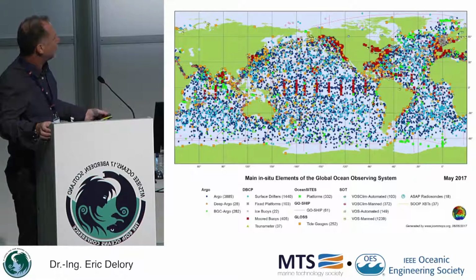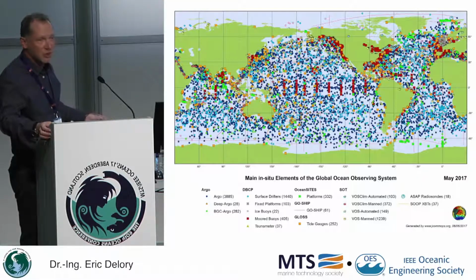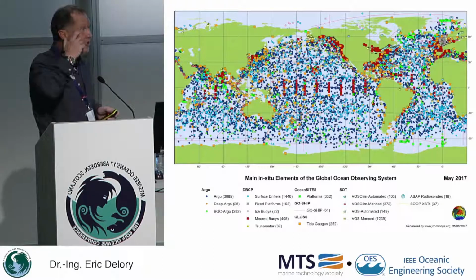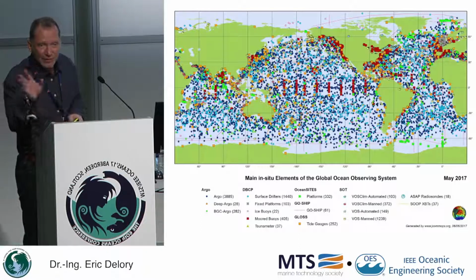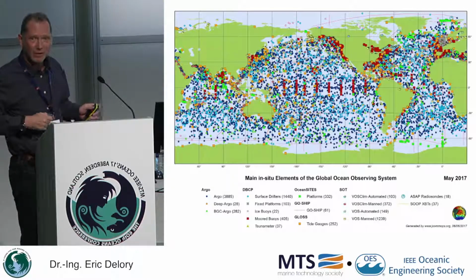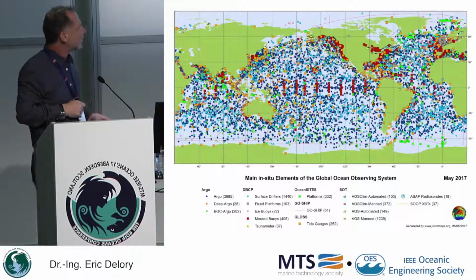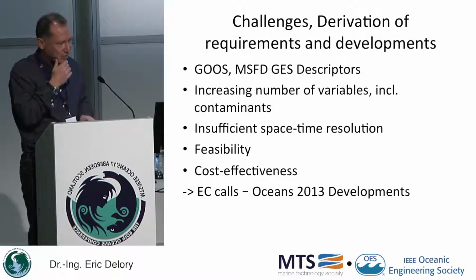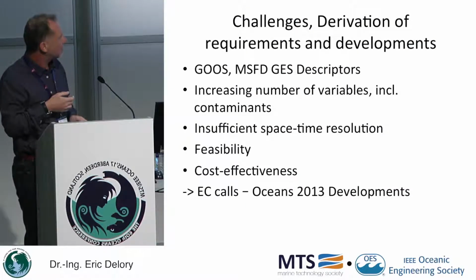But actually here, what the system is made of is tiny bits of equipment that measure, that represent something like 10,000 square kilometers each. And so that gives you a scale of how undersampled the ocean is, despite the number of systems in the water. So there are challenges, and from these challenges, we derive requirements and developments.